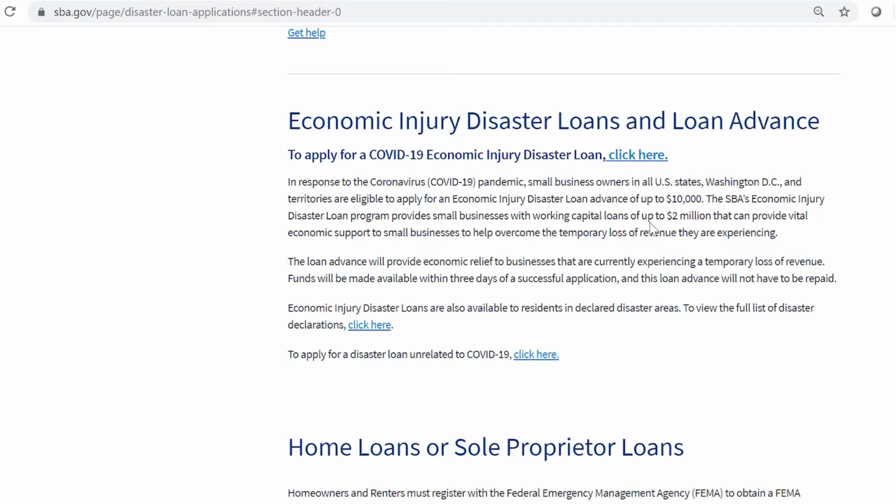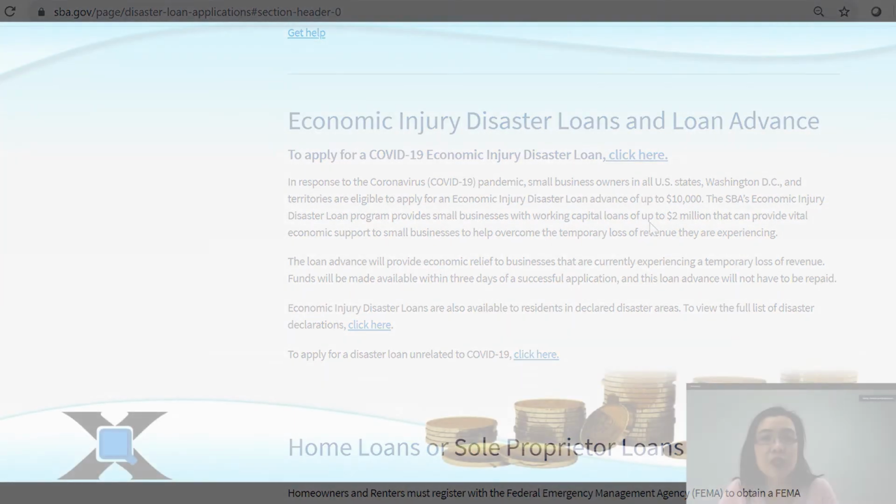Now, some people are confused about this portion, because there are like 3 click here's, and if you look further down, it does say to apply for disaster loan unrelated to COVID. So that will be something outside of COVID, right? So if you're applying for the $10,000, you obviously want to click on the one that's related to COVID.